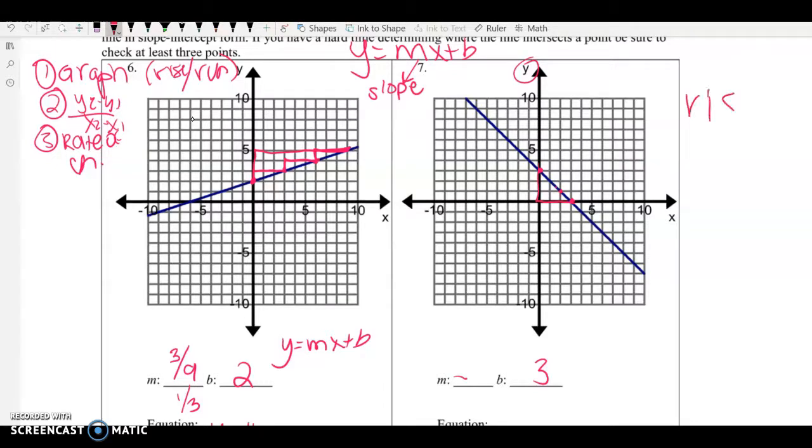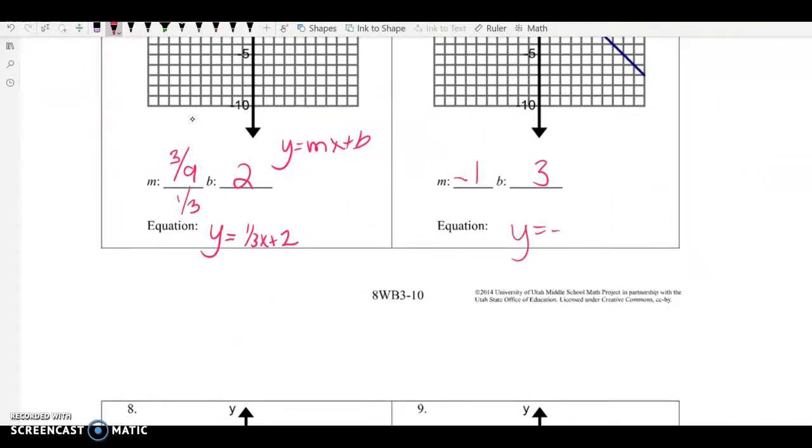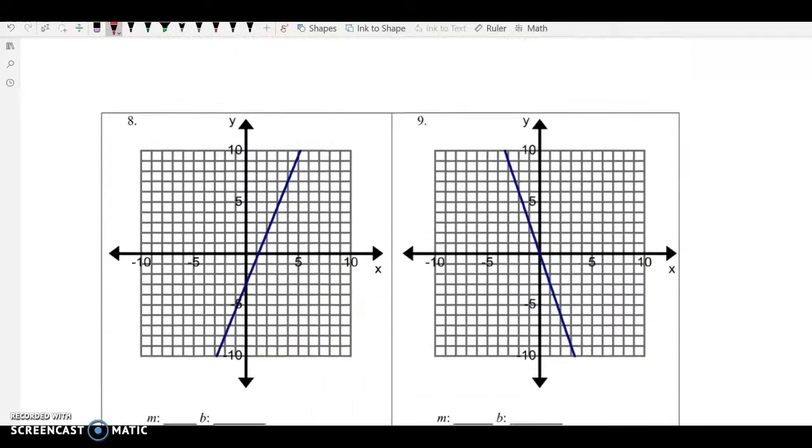Well, my rise, I'm going down. How many are going down? I'm going down 3 over 3, right? Down 1, 2, 3. Right 1, 2, 3. That will simplify to negative 1. My equation, y equals negative 1x plus 3. So really just piecing together what we did in chapter 2.